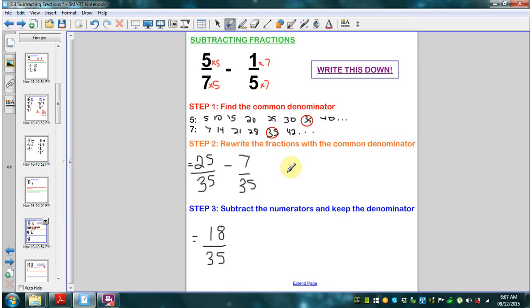And then we check and see if this can be simplified. And in this case, it cannot. This is as small as this fraction can go. So that's our final answer.